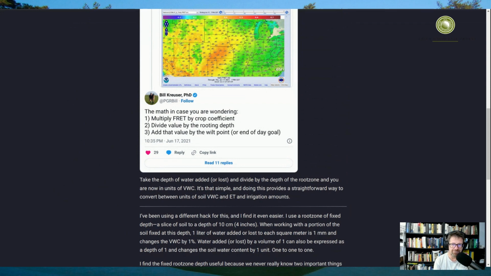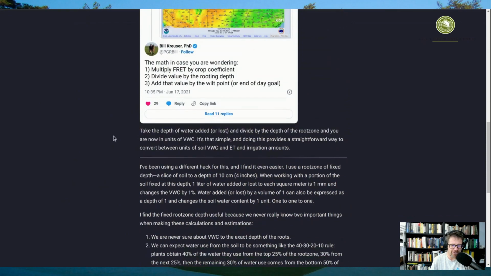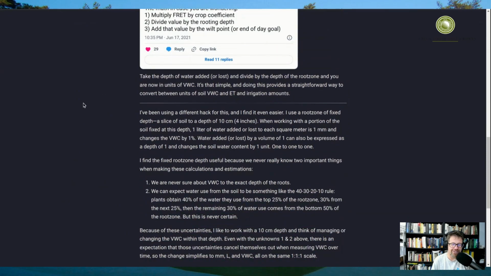That is something that I have always done in metric, and I put a line in the blog post, and then I said I've been using a different hack for this, which I find even easier, and I went on to explain it. And I will explain it here real quickly for those of you who are interested, or for those of you who actually do use metric units. I generally use a root zone depth of 10 centimeters, which is 4 inches.